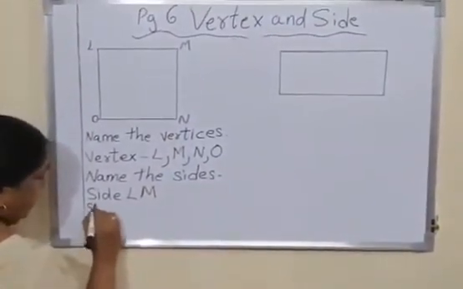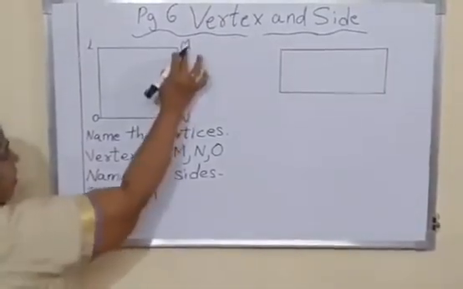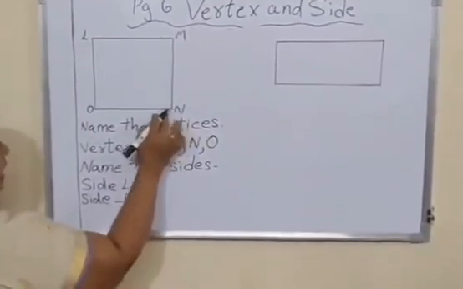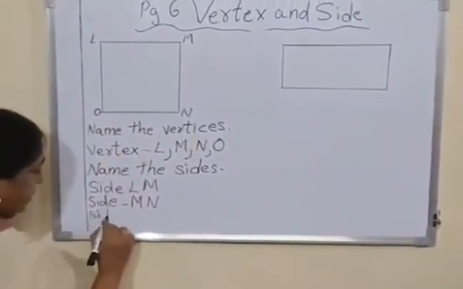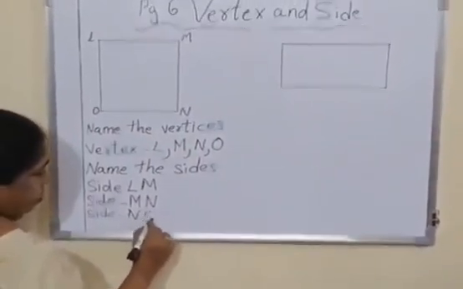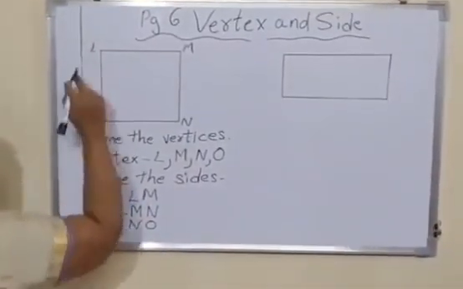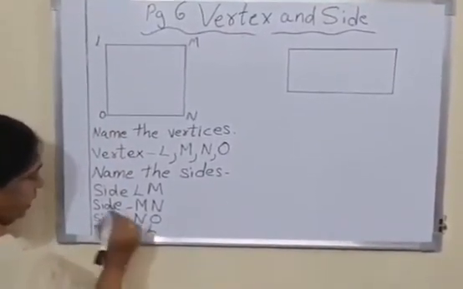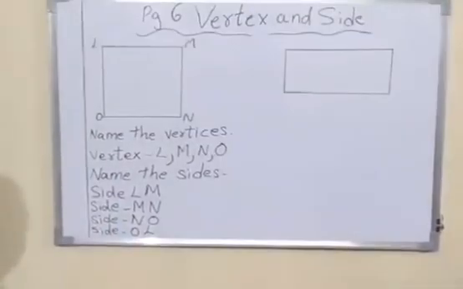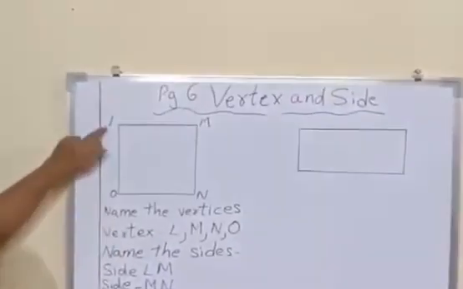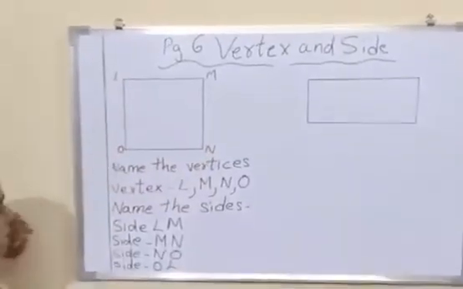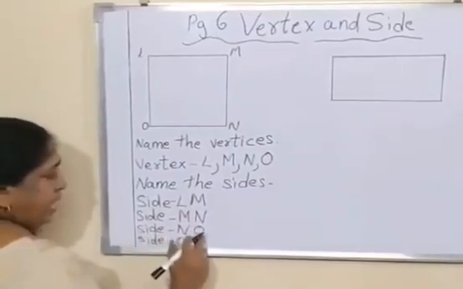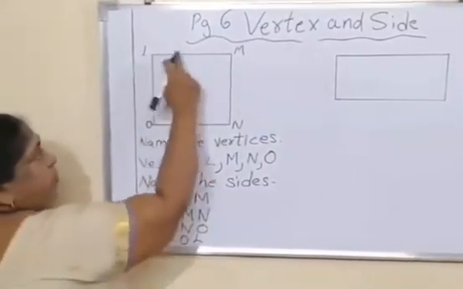Then side M, N. Go in a proper sequence. M, N. Then side N, O. And then side O, L. So all of you, how to name it? When we are writing the vertices, you will write vertex L, M, N, O. And when we are writing the side, side LM, side MN, side NO, and side OL. We will go in one proper sequence.